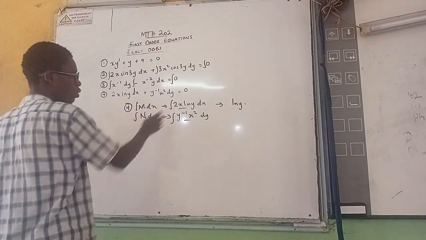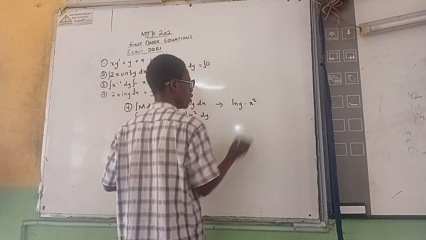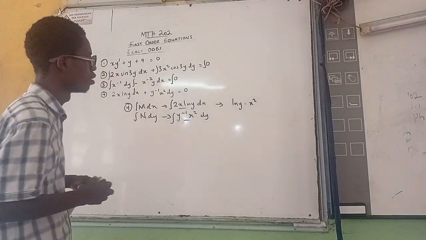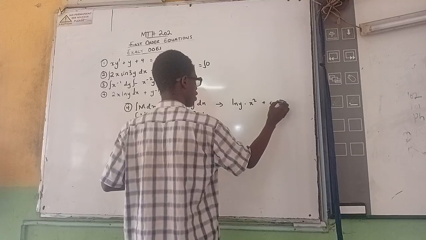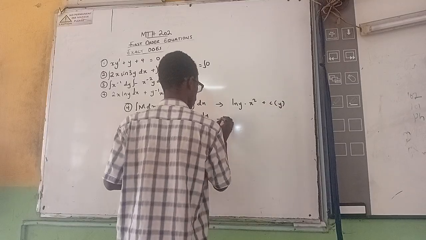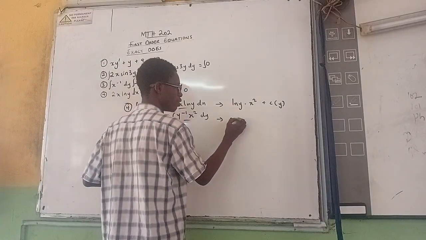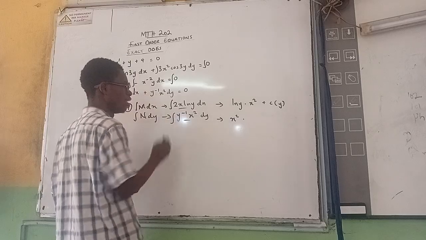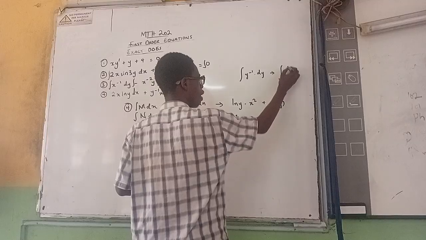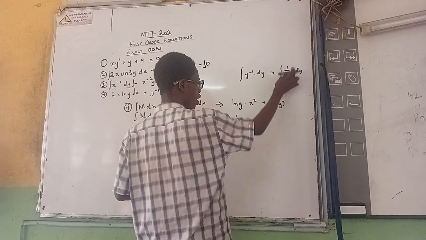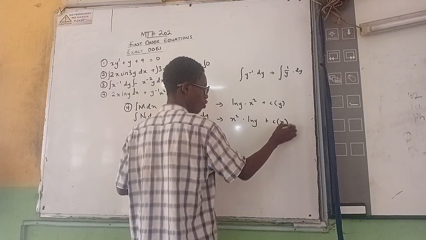ln y dot. Now, if we integrate 2x, what do we get? We get x squared. So we get x squared plus our constant, which is a function of y. Now this we are integrating with respect to y, which means x squared is a constant. x squared dot. Now the integral of y minus 1 dy is the same thing as the integral of 1 over y dy. My answer is ln y plus my constant, which is a function of x.